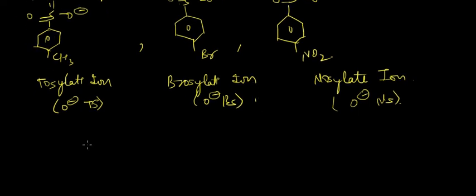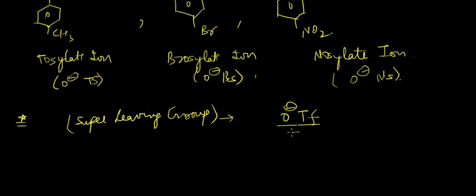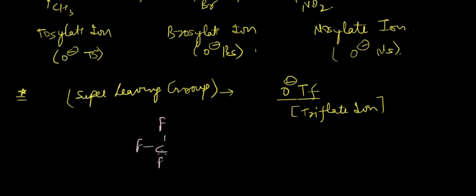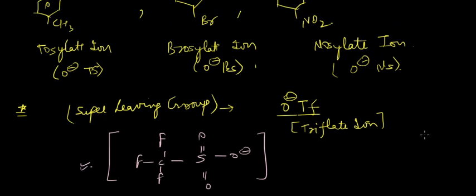Okay, so with this we end this lecture. Before that let me also write super leaving group. Let me give an example of a super leaving group. Super leaving group is OTf. OTf is nothing but triflate ion. Its structure is something like this. We have F attached to a carbon, and then we have this. So this is a good leaving group.